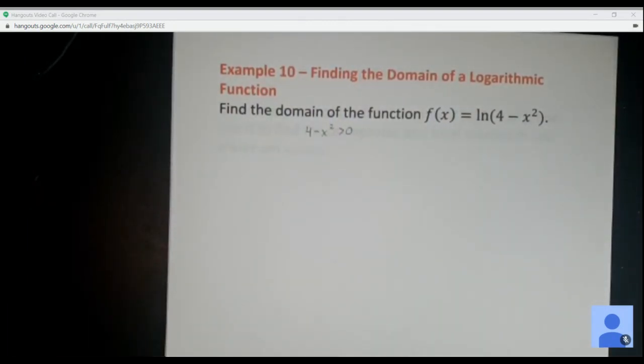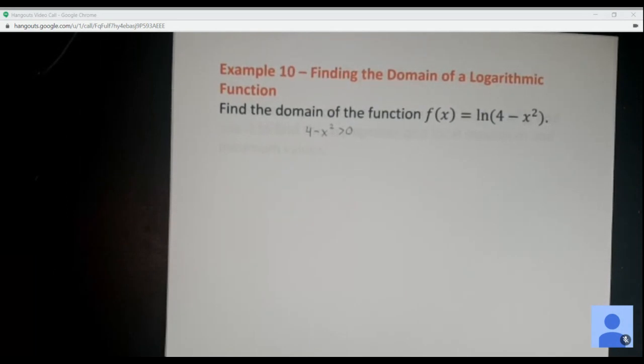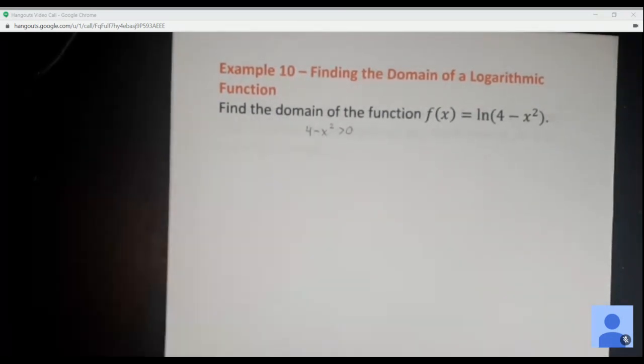So whenever you're looking for the domain of a log function, right, it could be a natural log, a common log, a base 2 log, it doesn't matter. The stuff inside the log always has to be positive, so you can always take it and set it greater than 0. Now, if I want to solve that, what would I need to do? Okay, so you could subtract the 4. Okay, now remember in this case, because we have an inequality here and it's quadratic, what else could we do here to solve this one?